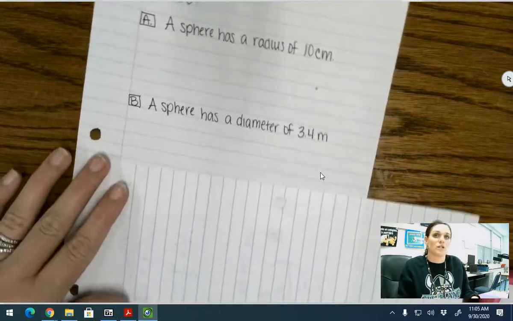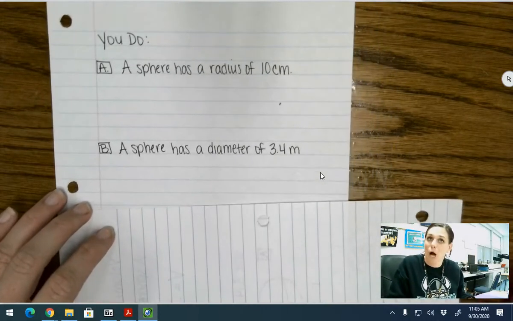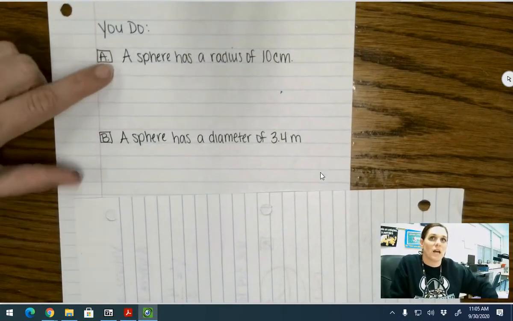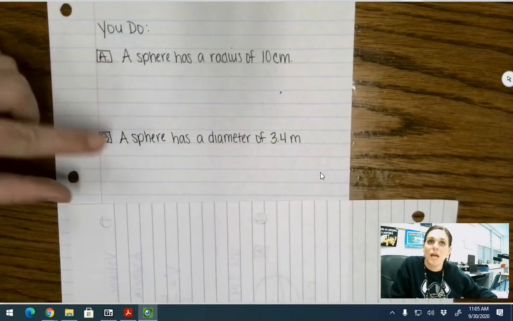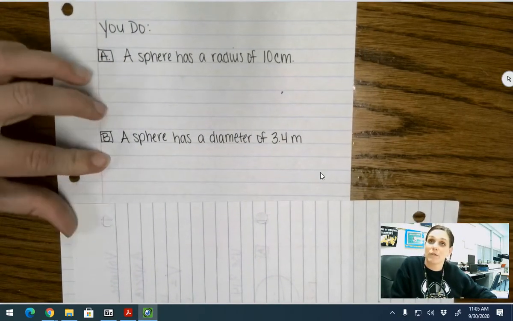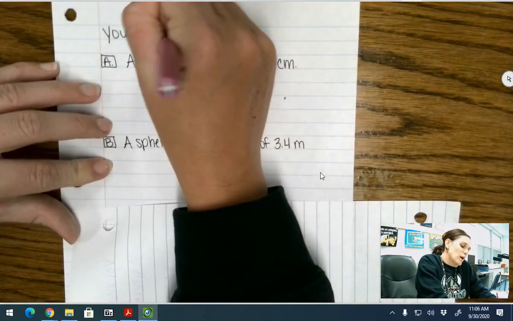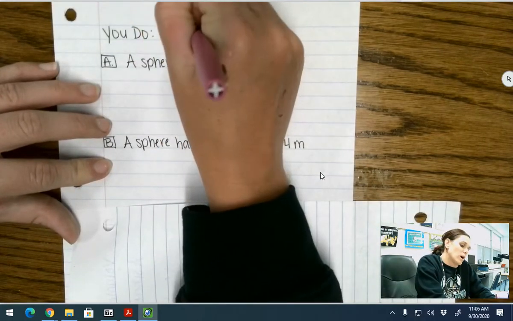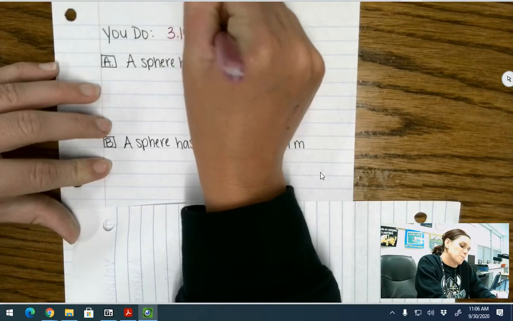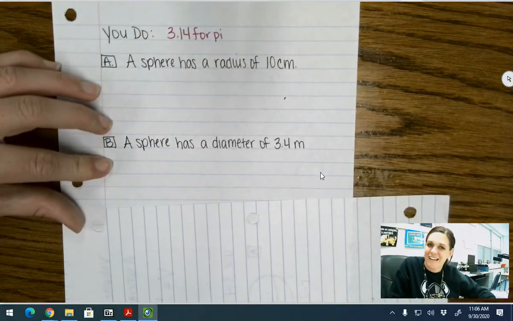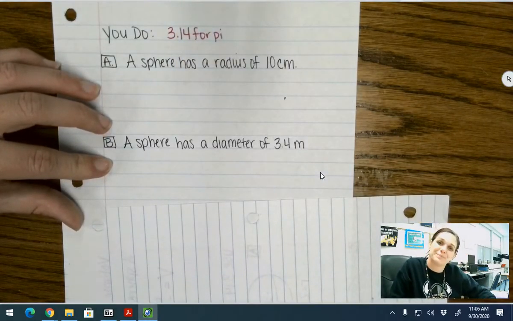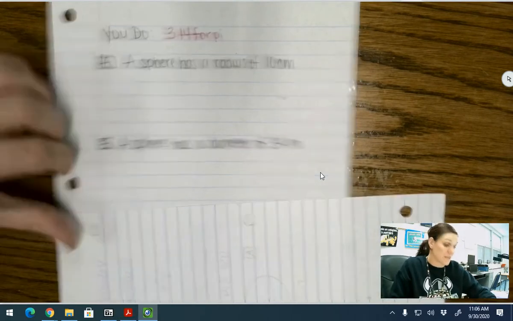All right, let's check out what you can do. Here are your two You-Do problems. Give them a go. We have a sphere that has a radius of 10, and a sphere that has a diameter of 3.4, and I want you to use 3.14 for pi. Go ahead and try it. Let's see what you got.